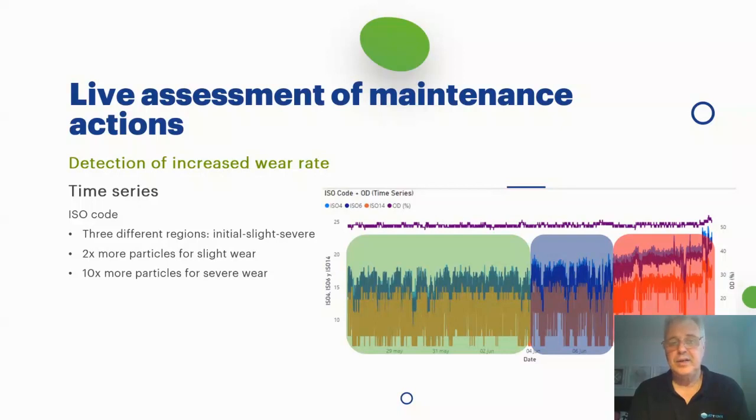In this case, we can easily see the wear evolution in its 3 stages. How the wear rate goes from initial, which is normal wear, to slight wear, where wear particles double, and to severe wear, where we're up to 10 times increase. As we had mentioned earlier in the presentation, being able to detect wear rate in its early stages can bring important savings.